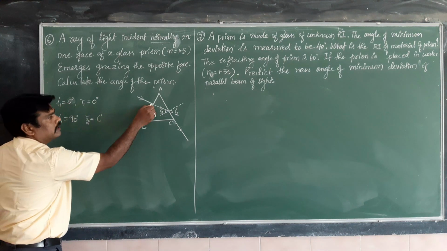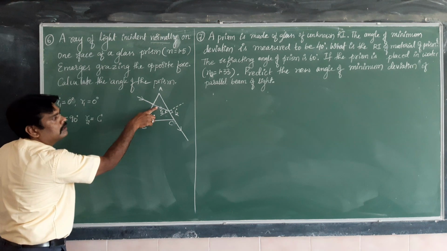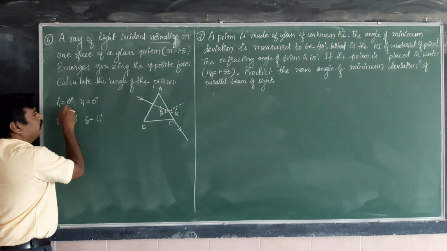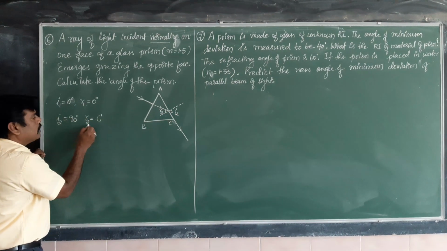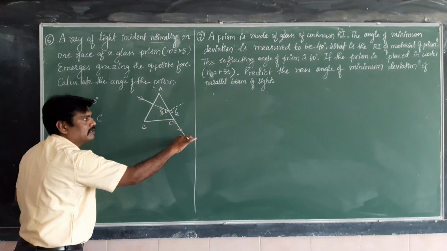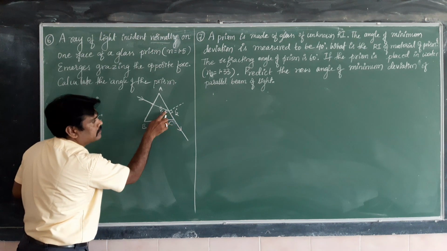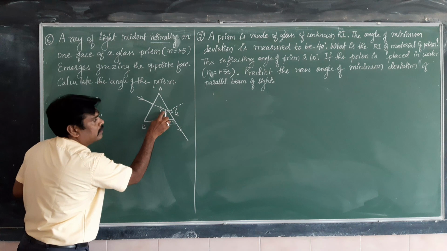i1 is 0 here. The angle between the normal and the incident ray is 0. The angle between the refracted ray and the normal is also 0. Therefore, i1 and r1 are 0. Here, r2 is the critical angle because the refracted ray just grazes. What do we call this emergent ray? For this angle of refraction of 90 degrees, this becomes the angle of incidence.